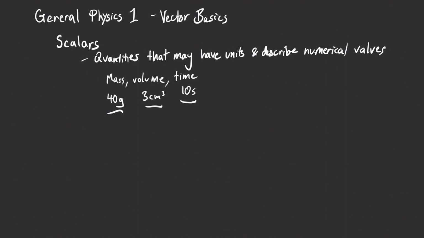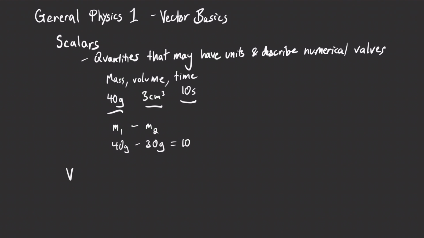And if you wanted to conduct operations with them, it would be quite simple. For example, if I wanted to do maybe a mass of an object minus the mass of another object, I could do 40 grams minus 30 grams, and that's 10. And the same applies for addition, multiplication, and division. The only important thing to note is that obviously the units have to be the same.